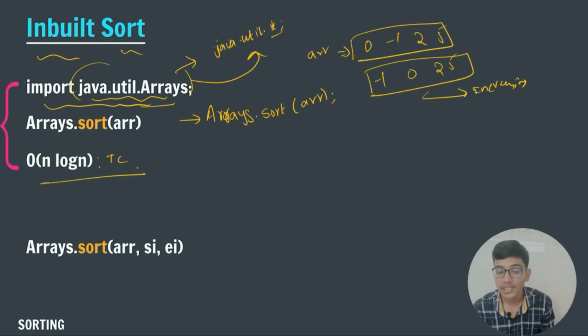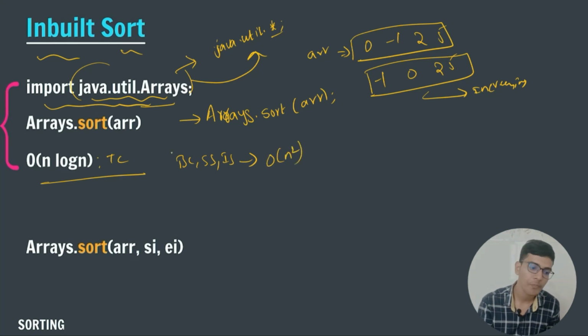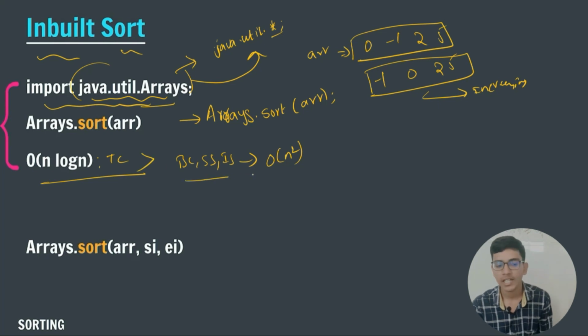Remember guys, the time complexity of inbuilt sort is n log n, whereas for bubble sort, selection sort, and insertion sort, we are using 2 loops in each sort, so the time complexity is around big O of n square. So inbuilt sort is more efficient than these.